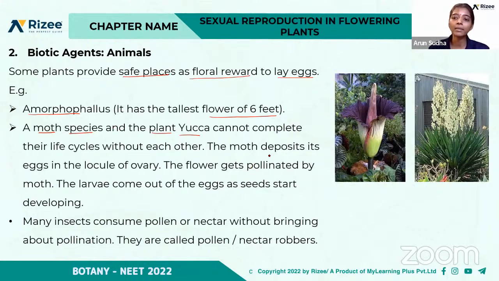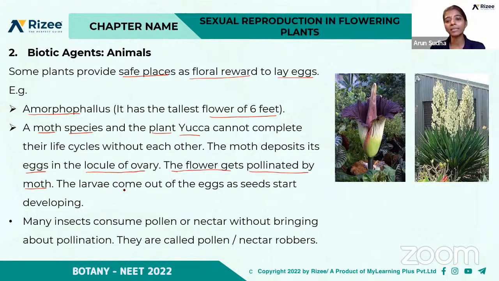So the moth deposits its eggs in the locule of the ovary. What is the moth doing? It is providing a safe place for the moth to lay its eggs. At the same time, what is the use for the flower? The flower gets pollinated by the moth. So both are benefiting.